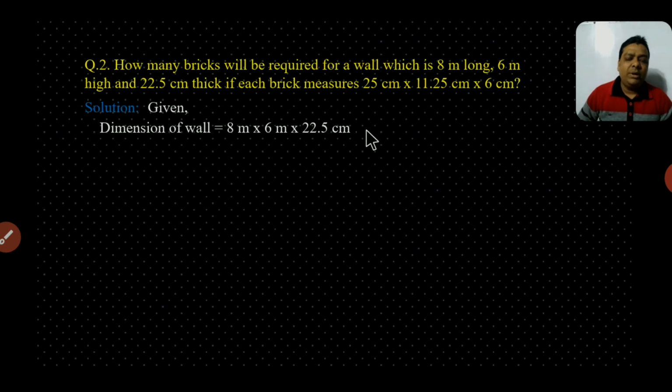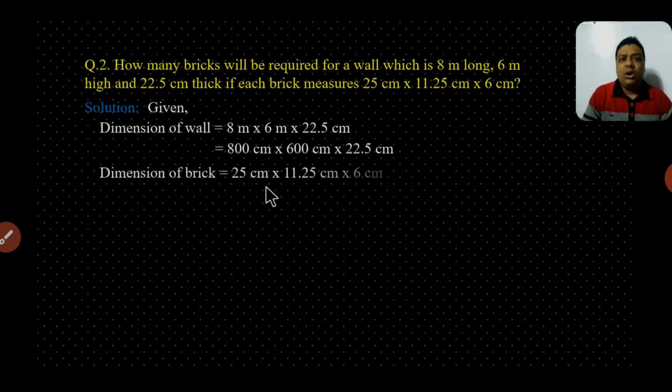And if you are dividing it, then value will come in decimal. And multiplying decimal values is a little difficult. So let's multiply with 100. We will change it to centimeter. We know that 1 meter is equal to 100 centimeter. So 8 meter means 800 centimeter. 6 meter means 600 centimeter, and 22.5 centimeter is already in centimeter, so we will not change it. Now dimension of brick is already in centimeter, so there is no need to change it.